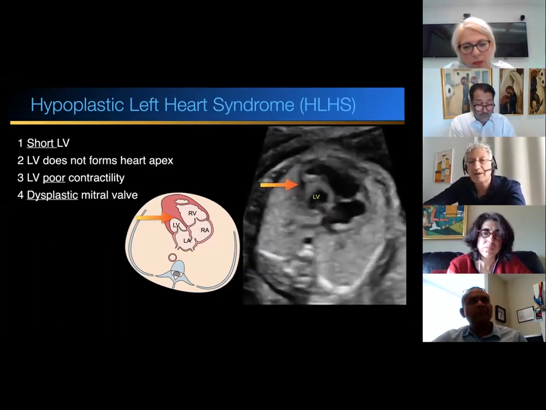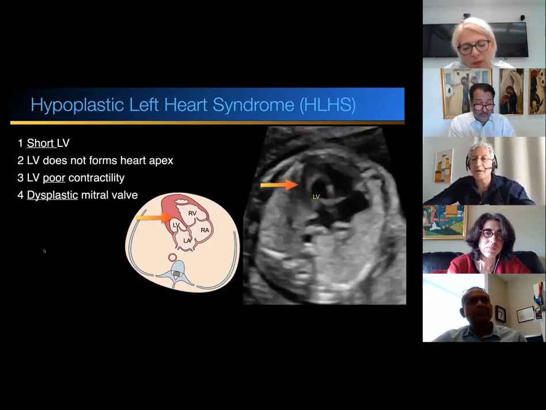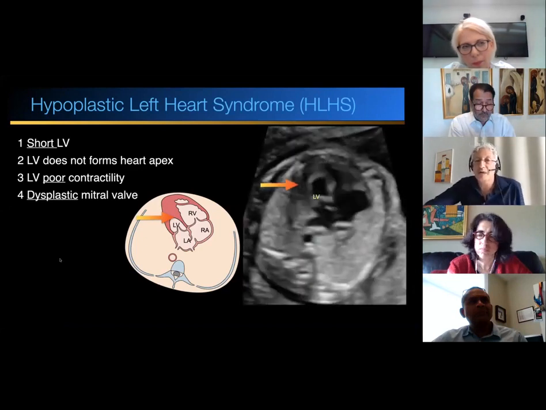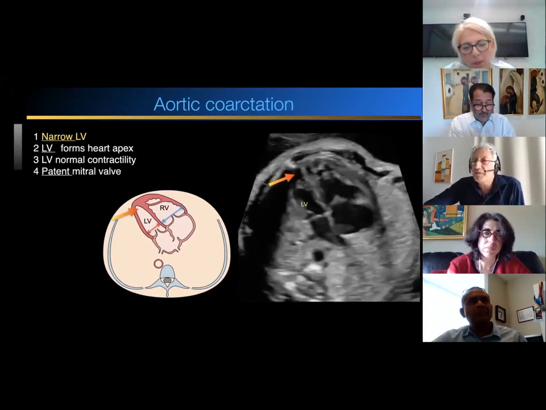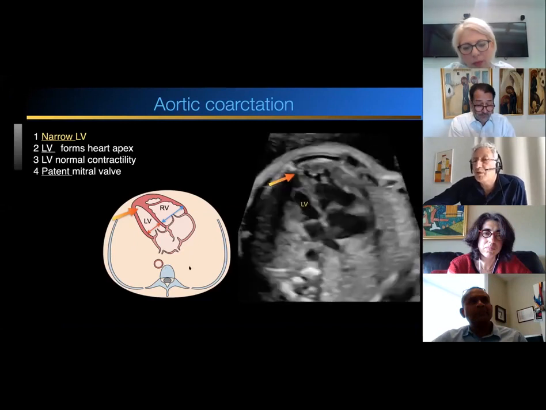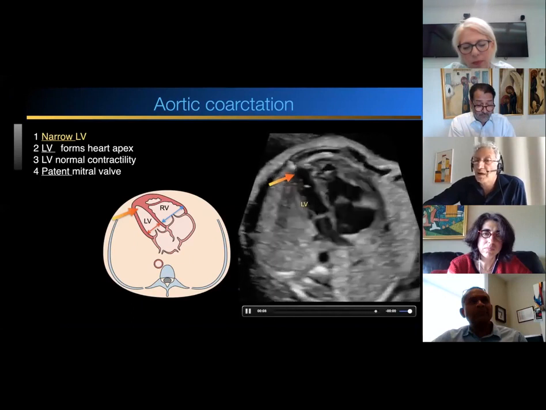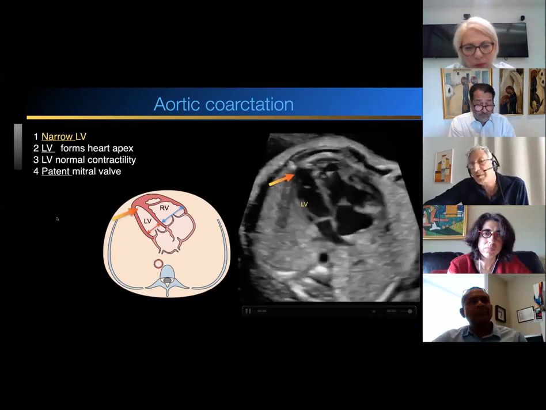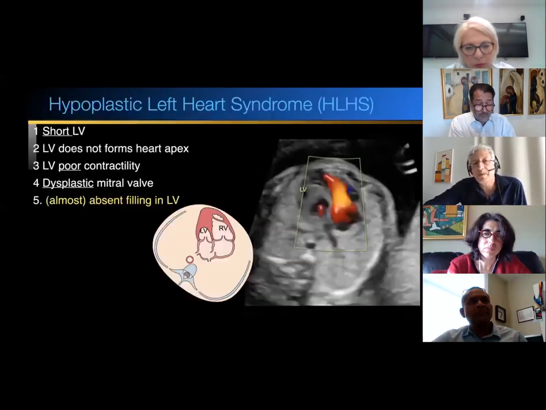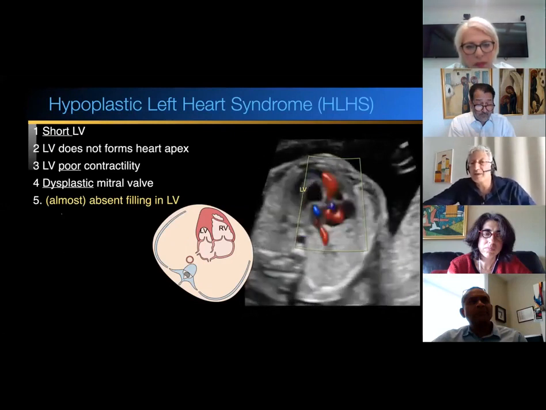So you see no contractility on the left side, poor contractility, the apex is formed by the right ventricle, and you see the echogenic wall typical of endocardial fibroelastosis. On the other hand, the aortic coarctation appears small, more narrow, but still you see the normal contractility. So keep in mind this normal contractility, the mitral and tricuspid valves are opening, and this looks like a normal working heart, but the left side appears smaller. In color Doppler, occasionally you see some filling, but in general there is almost absent filling.